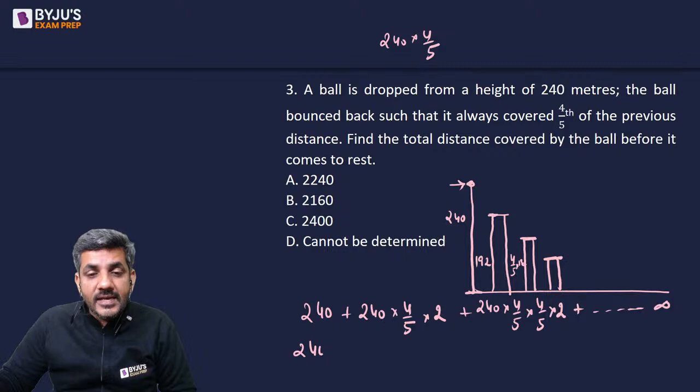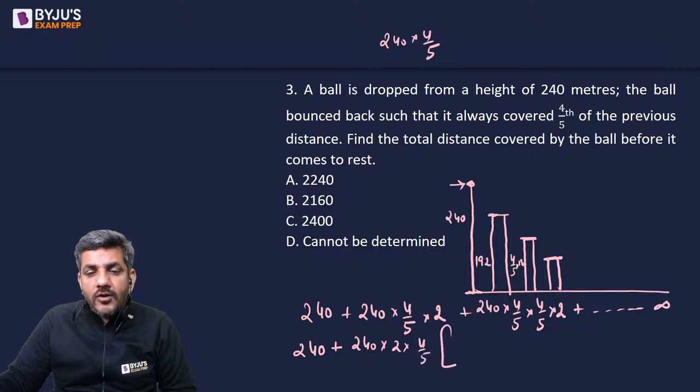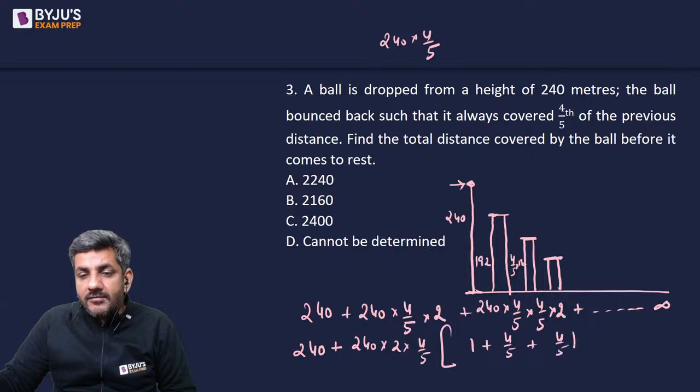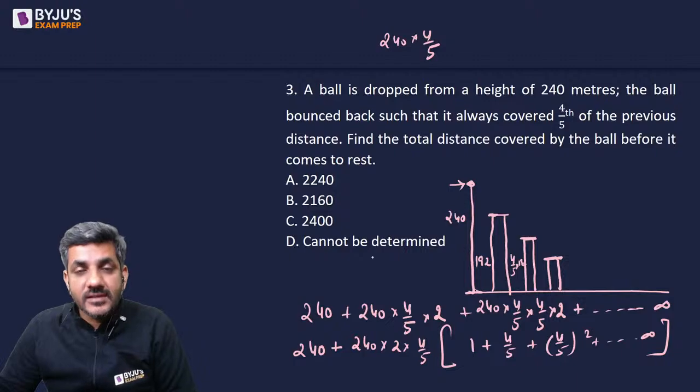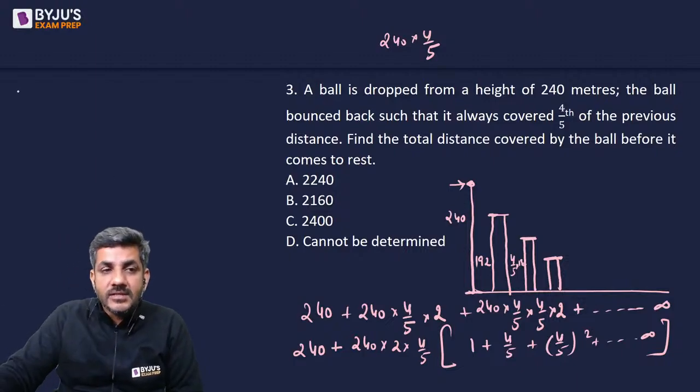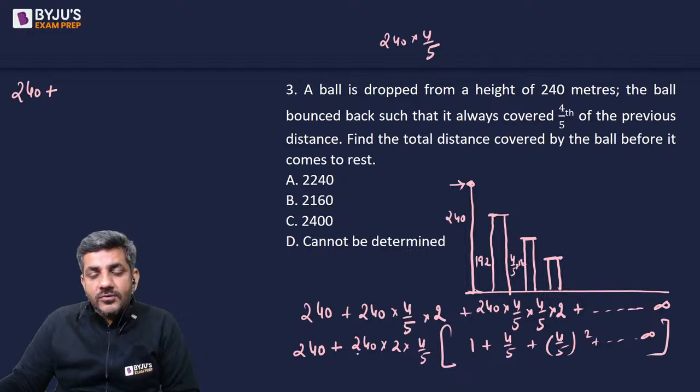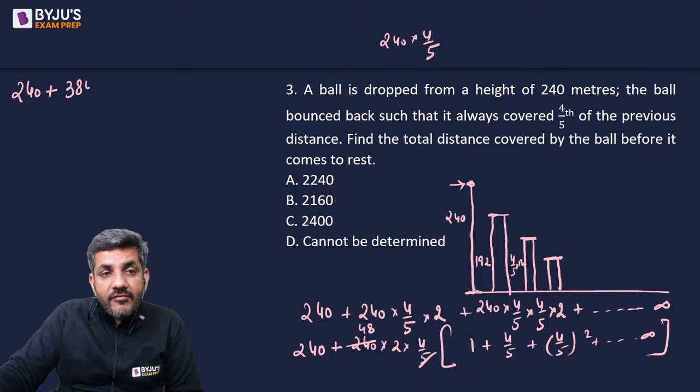Now this 240 is alone. After that, if I just take 240 and 2 and 4 by 5 common from all the terms, I get 1 plus 4 by 5 plus 4 by 5 square up to infinity. It's an infinite GP series. It is an infinite GP series. So finally, what am I getting? 240 plus, 240 by 5 gives 48. 48 into 2 is 96, and 96 into 4 is 384.